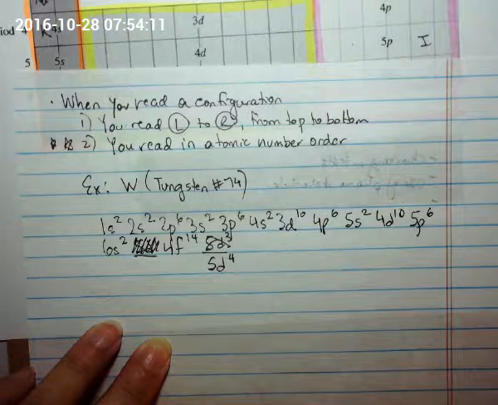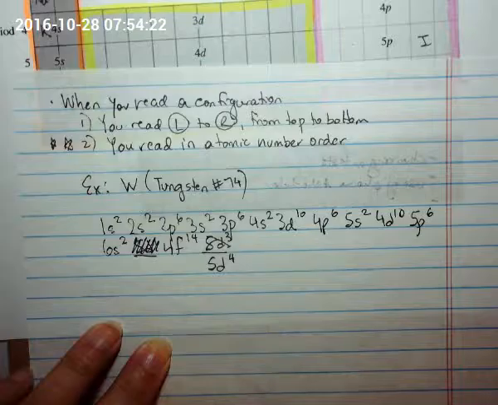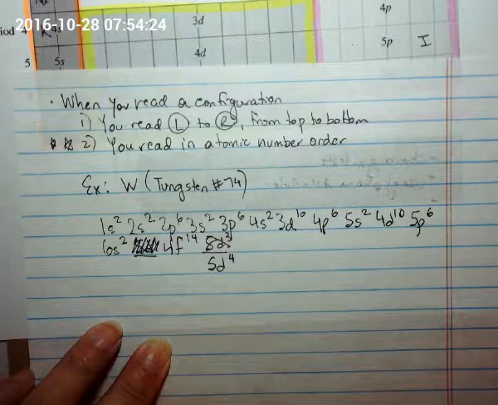So wait, it goes after the 4f? Yeah. Because on the Aufbau diagram, the d is higher than the 4f, because it takes more energy to be in the d than the 4f. When you're writing these things off the periodic table, the order has to do with how much energy it takes to be there, not necessarily distance from the nucleus. Okay?